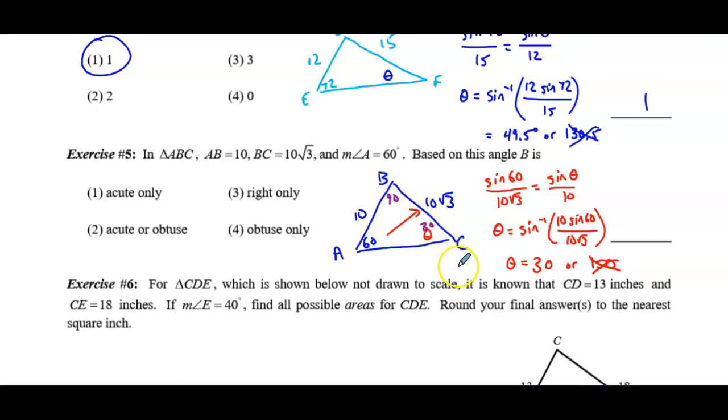Okay, well, let's think about that for a second. That kind of makes sense here, because if you look at the 10 and the 10 root 3, we know something about sides that are related that way. 10 times root 3 to get to 10 root 3. In a 60-degree triangle, it was pretty likely that angle B was a right angle. So that actually makes sense using our right triangle strategies, but the law of sines showed us that this angle C had to be 30, couldn't be 150, so angle B must be a right angle only. So this is choice 3.